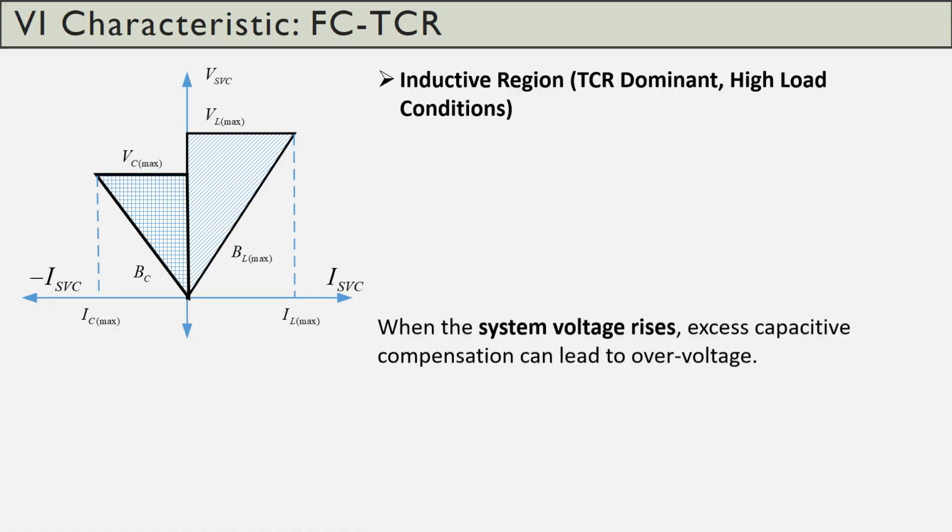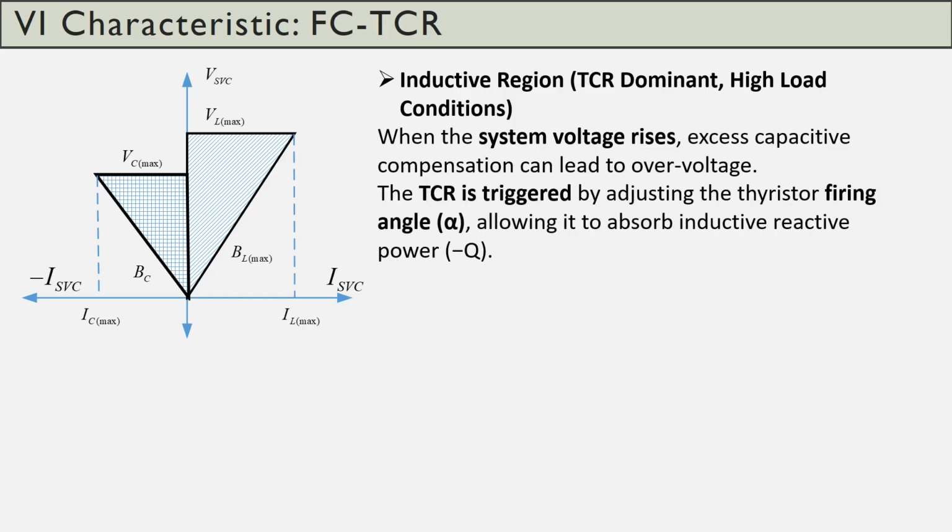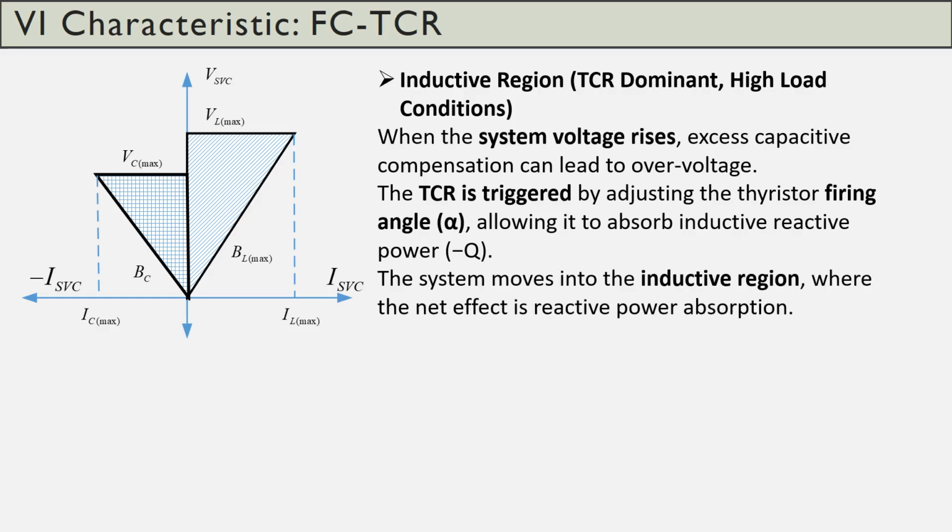Then in the inductive region, TCR is dominant in high load condition. When system voltage rises, excess capacitive compensation can lead to overvoltages. The TCR is triggered by adjusting the firing angle alpha. It allows absorbing inductive reactive power. The system moves into the inductive region, meaning the system operating point will be in this region. Hence the net effective power is reactive power absorption.